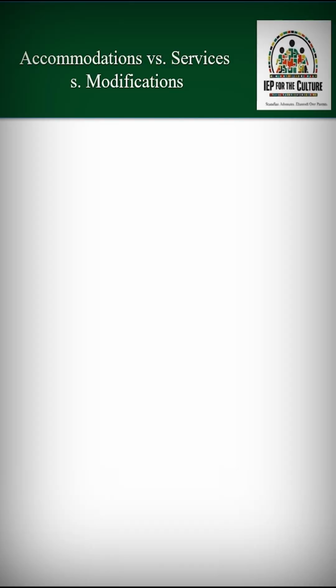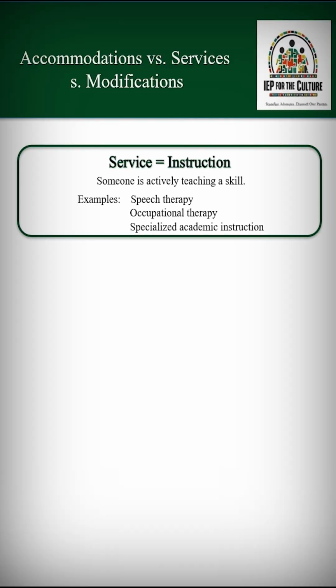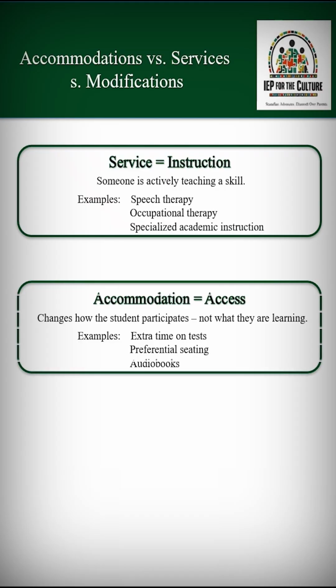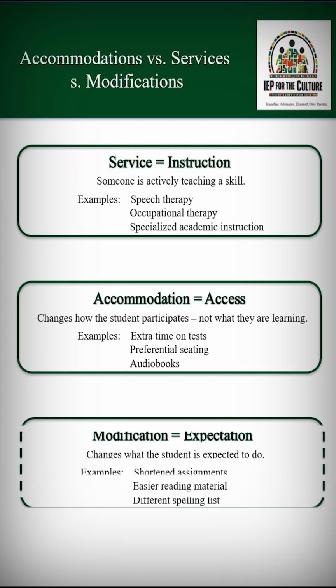Let's define these 3 terms, starting with services. They are instructions. This means that a service provider, whether that is a special education teacher or a speech pathologist, is actively teaching your child a skill. Next is accommodation. They give your child access. So they do not change what your child is learning, but it does change how your child participates. And last is modification. They change the expectation. So this means a curriculum is adjusted or modified to change what your student is expected to do.